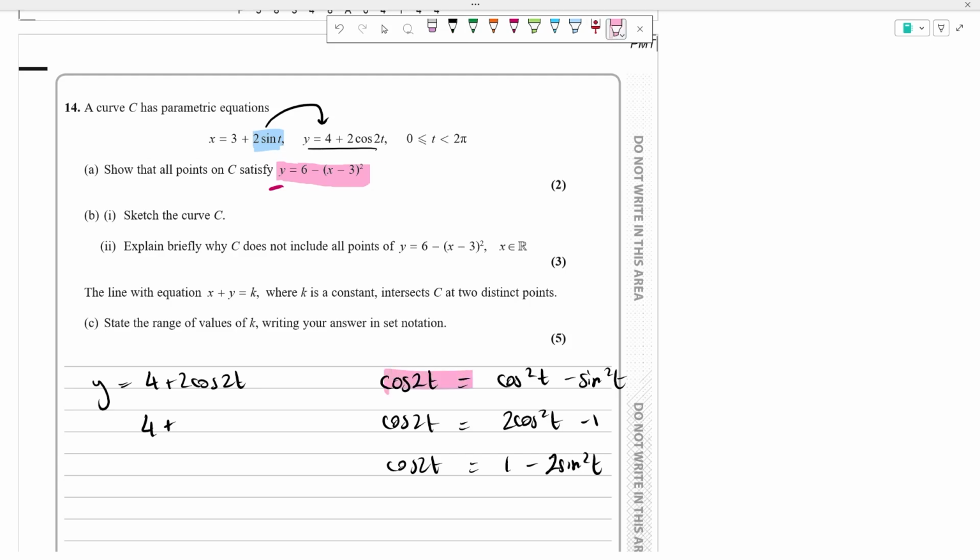You can learn this first one up here, but learning these two will also be helpful. I think it'll speed it up. But if you don't learn them, you can derive them using your sine squared plus cos squared equals 1. You're kind of just substituting it in, and you will end up with those.